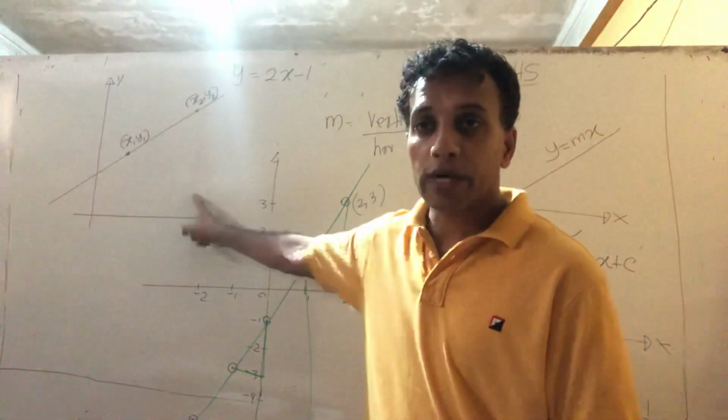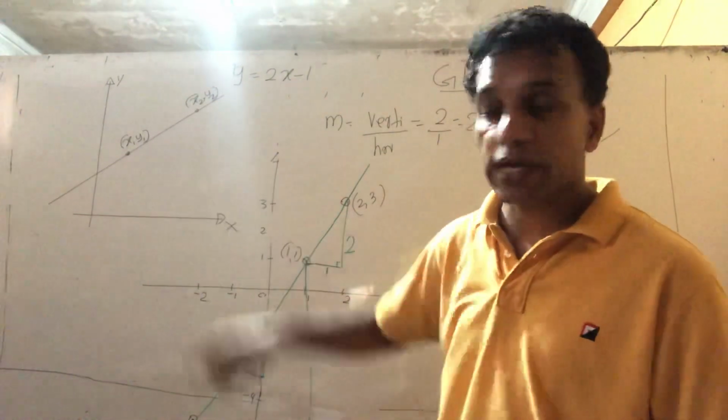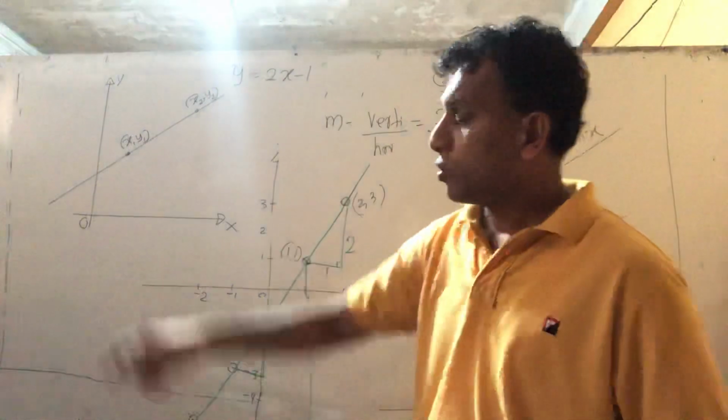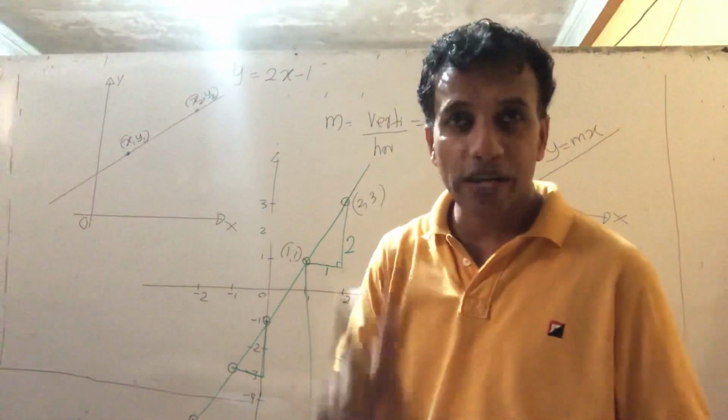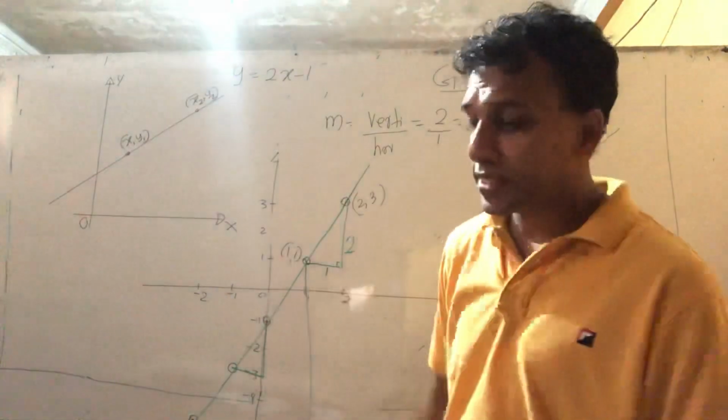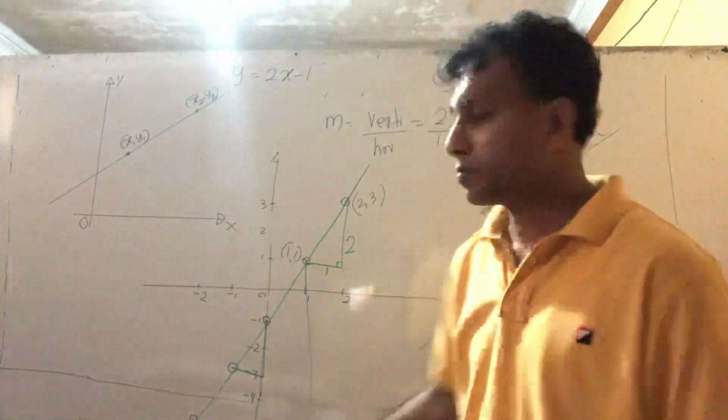So draw this diagram. Next, draw this diagram. I drew a diagram. I mark two general coordinates, say x1, y1, and another one, say x2, y2.